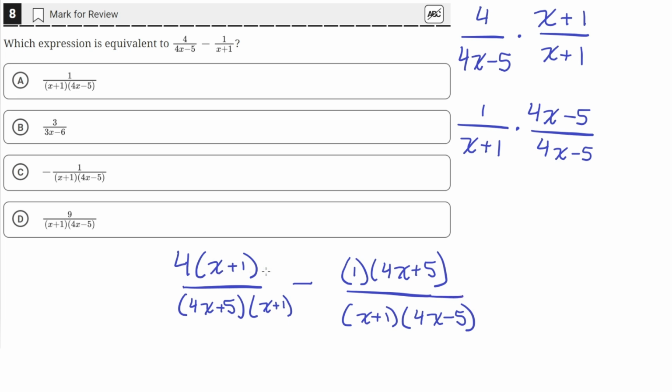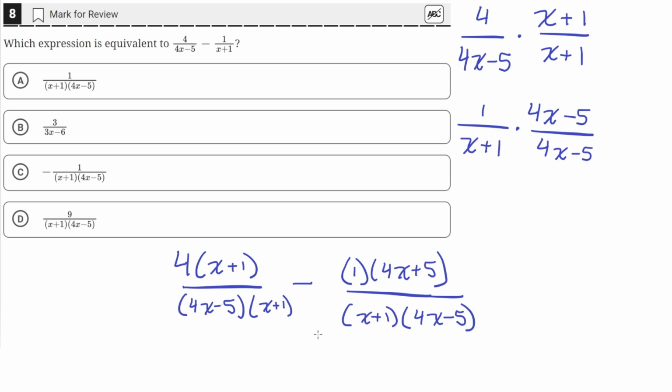So this 4x plus 4 times x plus 1 is just from the numerator up here, and the denominator for both is just x plus 1 times 4x minus 5. Oh, this should be a minus right here. So let's erase that and put a negative sign. And then the numerator for this term over here was just the 1 times the 4x minus 5.